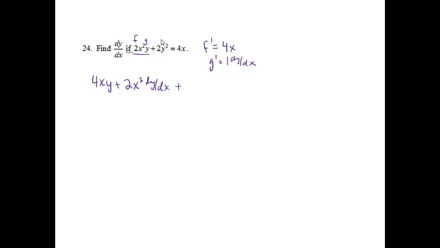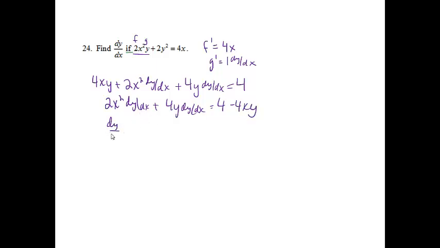Okay, then plus the derivative of 2y squared will be 4y dy dx again, equals the derivative of 4x is 4. Okay, everything with the dy dx stays on the left side. Everything else gets moved to the right. So we're going to have 2x squared dy dx plus 4y dy dx equals 4 minus 4xy. The next thing we want to do on the left is factor out a dy dx. So we'll get 2x squared plus 4y is equal to 4 minus 4xy.